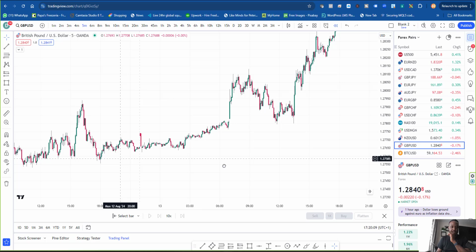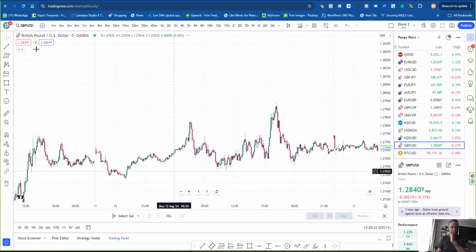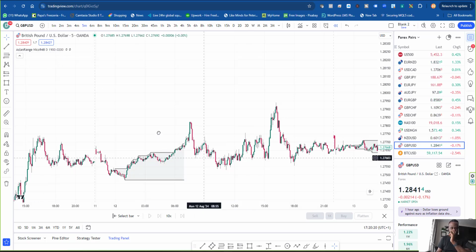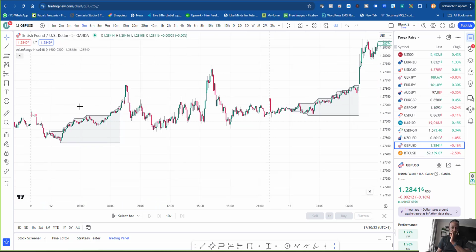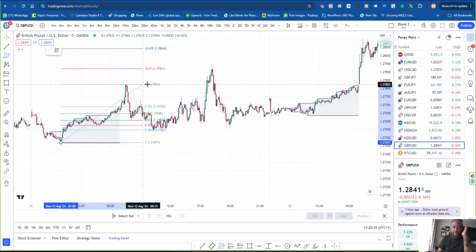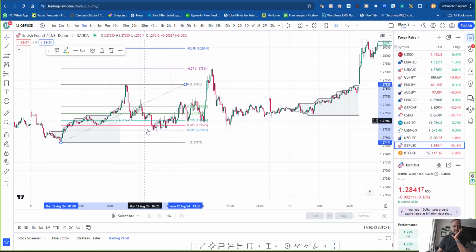So we saw what price did here. So at the beginning of the day, let's turn on our Asian session range. Right. So price on Monday took out the Asian session high, then pulled all the way down here, which when you look at this, had pulled into discount area. Can you see that? So price pulled into discount area.